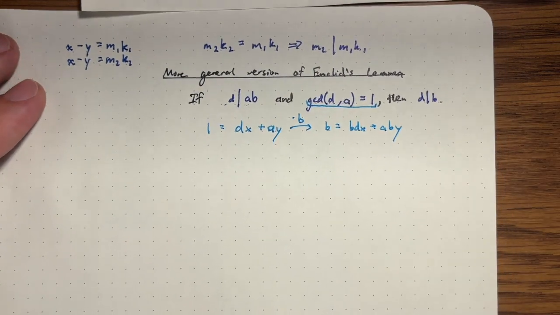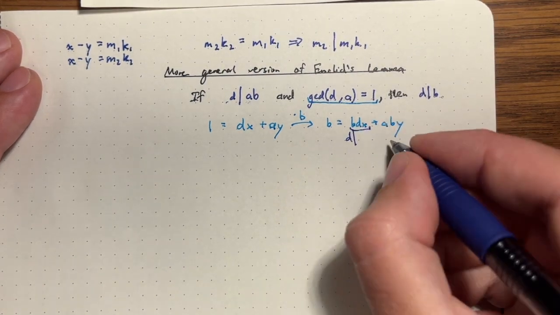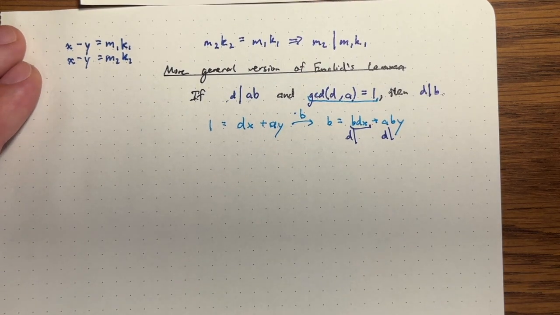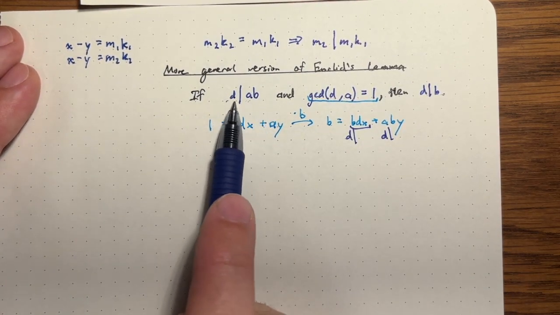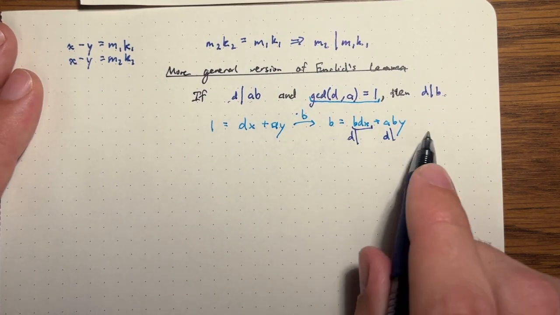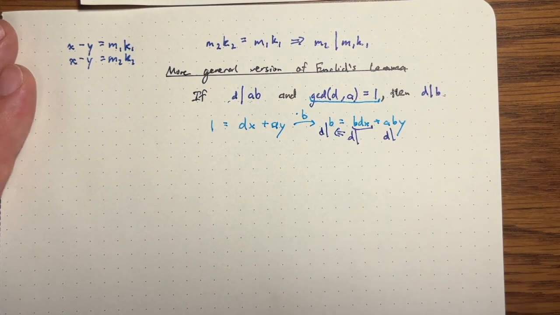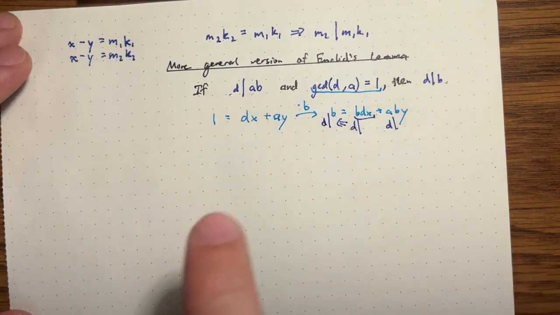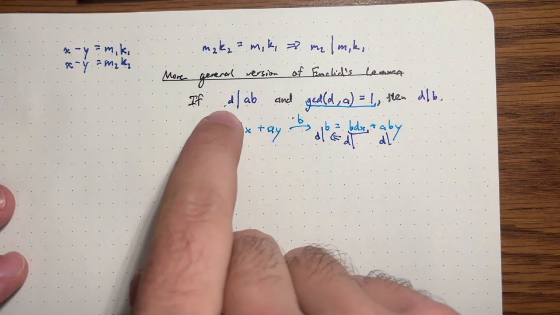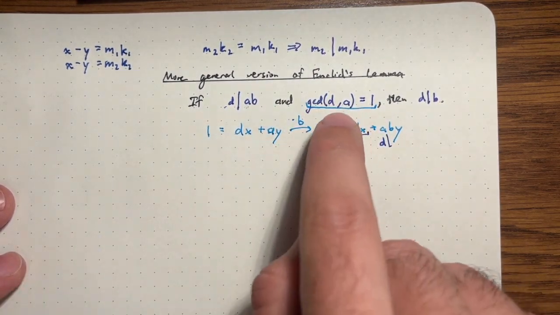And what do we conclude? Well, d clearly divides this term. D also divides this term. Do you see why d divides that term? Well, we're assuming it, right? So nothing deep there. D divides AB. D has to divide their sum, which is B. So that implies D divides B. It's essentially exactly the proof of the usual Euclid's lemma. It's just we realize we don't actually need this to be prime. We just need it to have GCD 1 with one of the two factors.